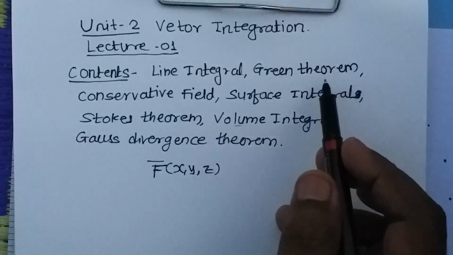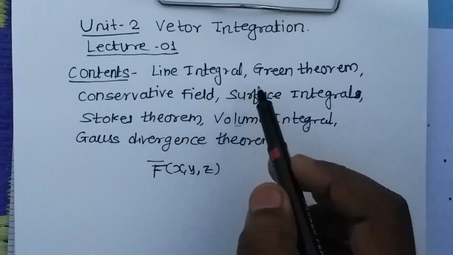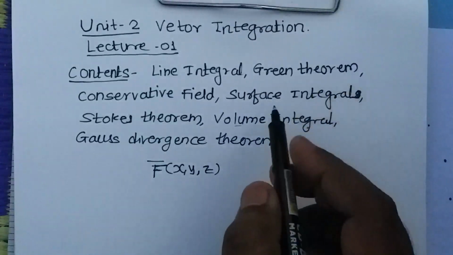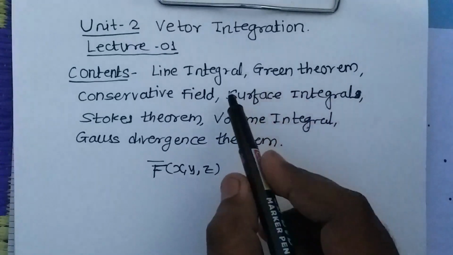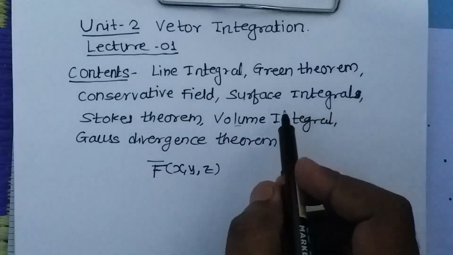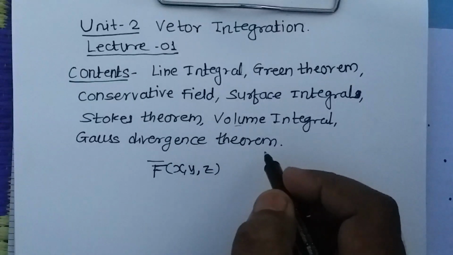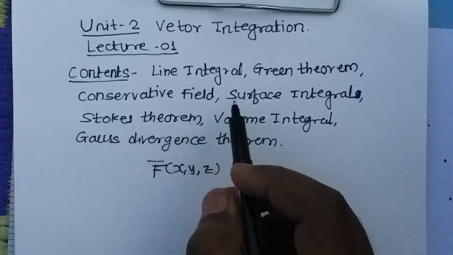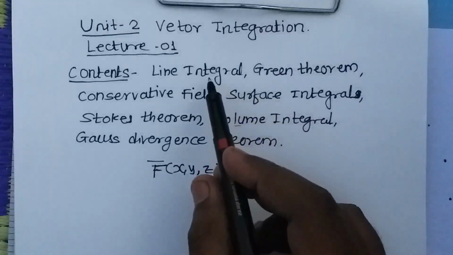Using Green's theorem we evaluate line integrals of some special types. Okay, this theorem is applicable only for a few special line integrals. Then we evaluate surface integrals using Stokes theorem as well as Gauss divergence theorem. In Stokes theorem, we are calculating a surface integral with the help of a line integral.